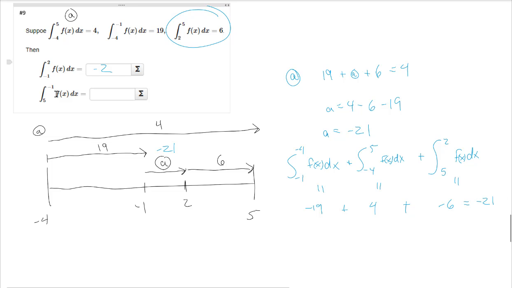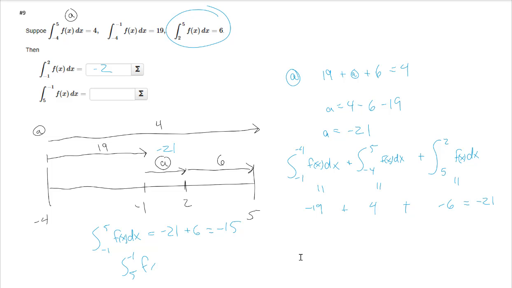Now the integral from 5 to -1 is just the opposite of the integral from -1 to 5. So you can say the integral from -1 to 5 of f of x dx is equal to -21 plus 6, so -15, which means that the integral from 5 to -1 of f of x dx must be equal to 15. This is just a numbers game that's showing how integrals are additive because it's like an area that we can add together. A little bit weird. Shouldn't be too hard.